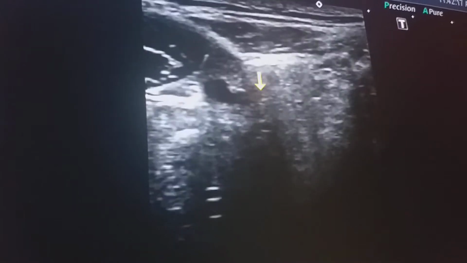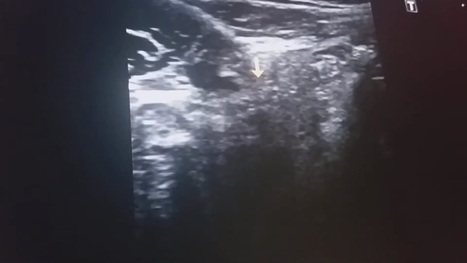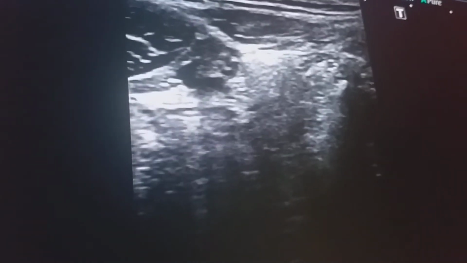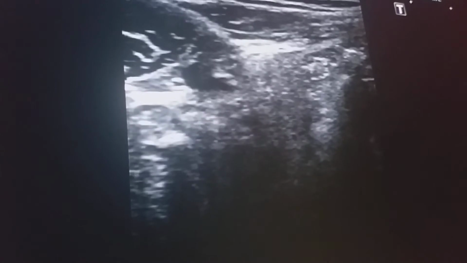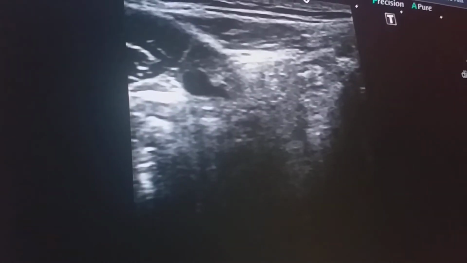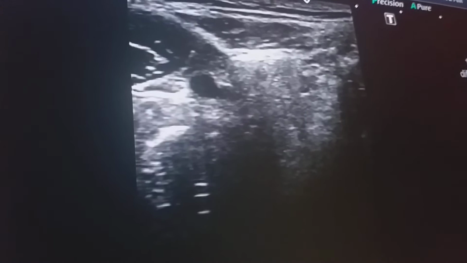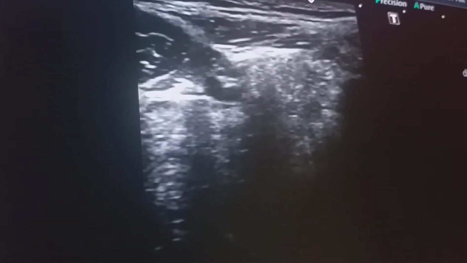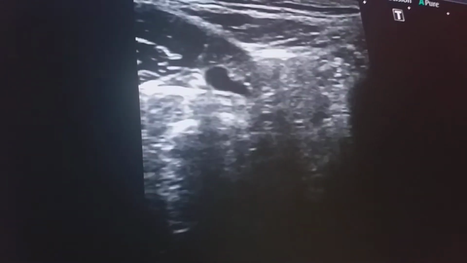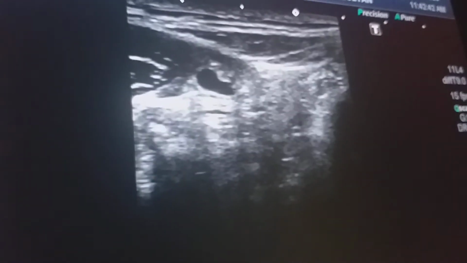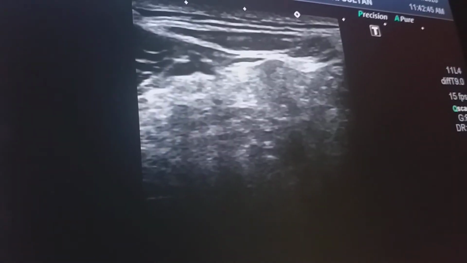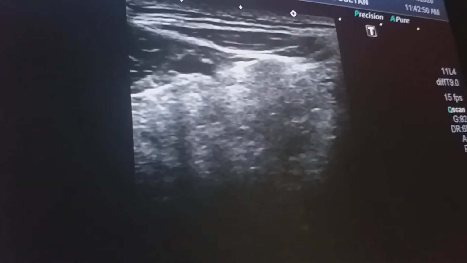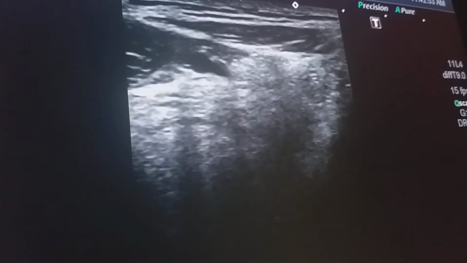Look at when the patient coughs, the inferior epigastric artery moves medially. So you can clearly appreciate this is during the Valsalva, and look at here. Look at the movement of the inferior epigastric artery. It is moving laterally.